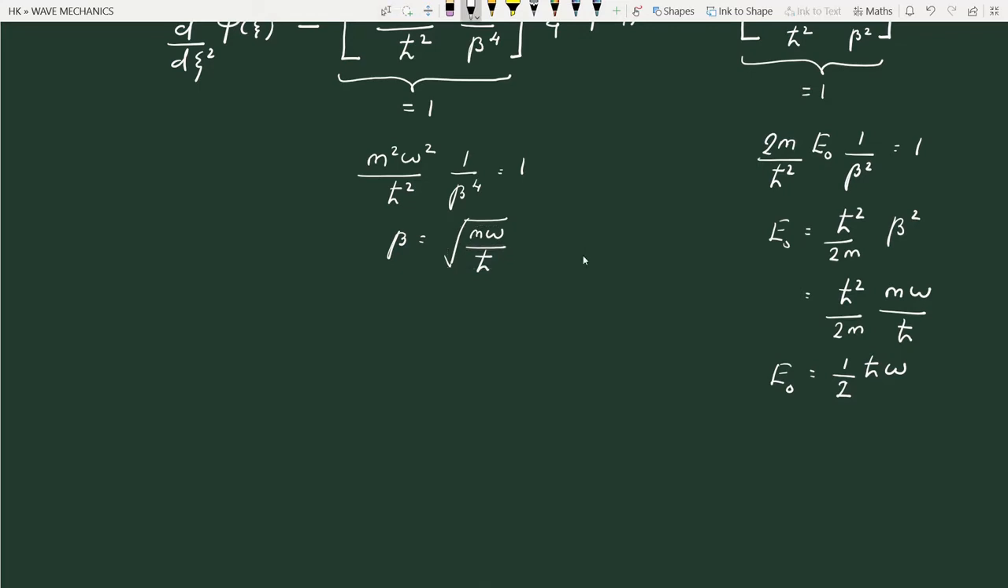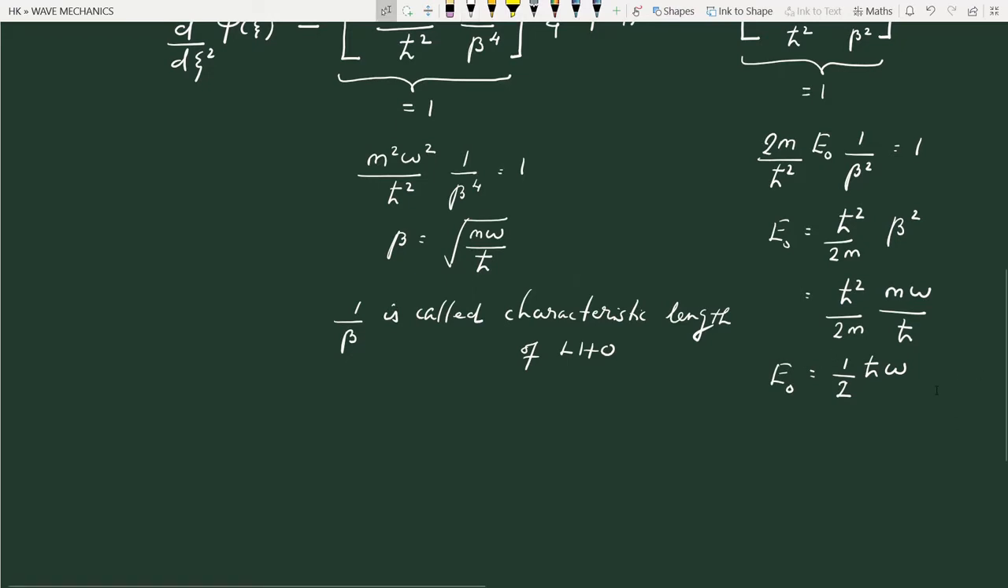Now let's remember a few points here. This 1 by beta should have the dimension of length. Okay, it is called characteristic length of linear harmonic oscillator, or beta inverse. And this quantity here, E0.